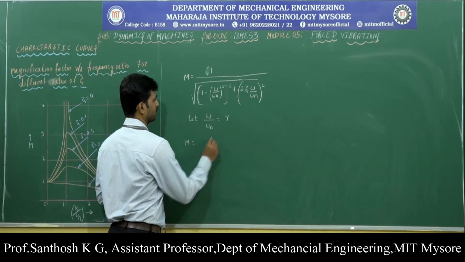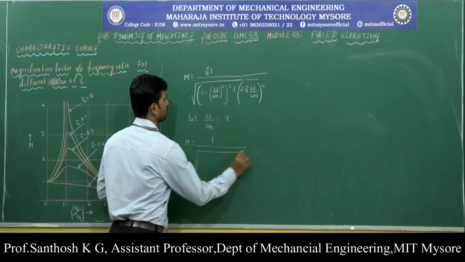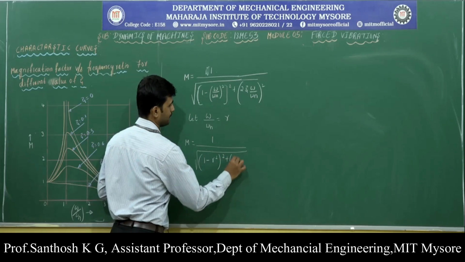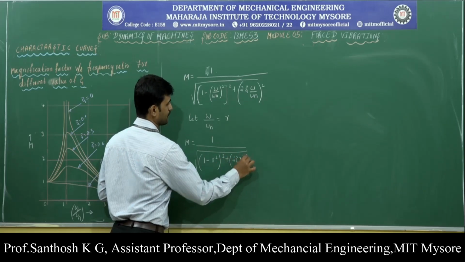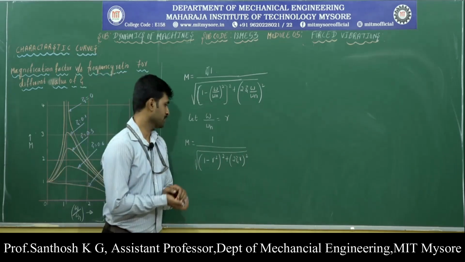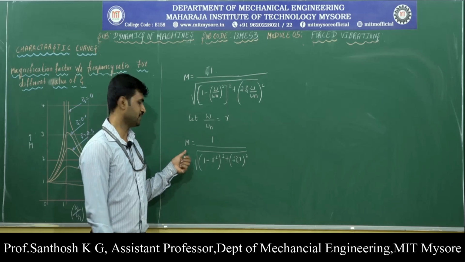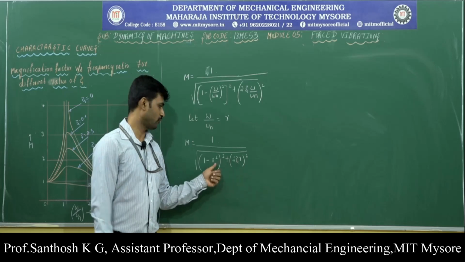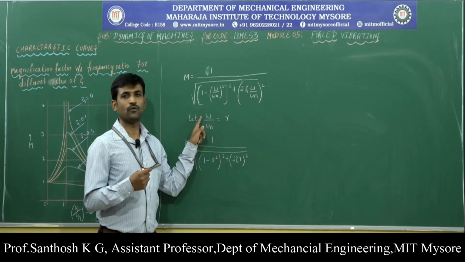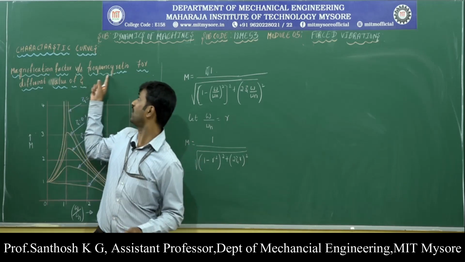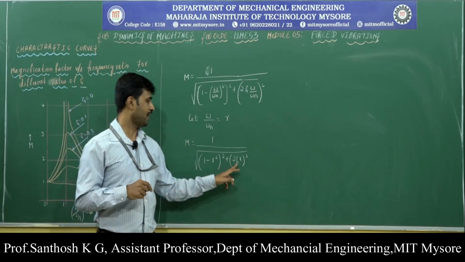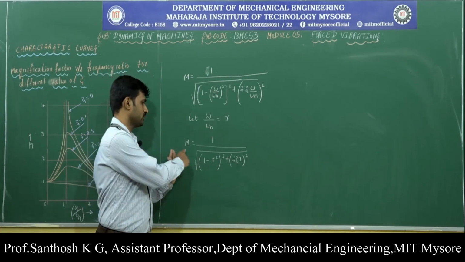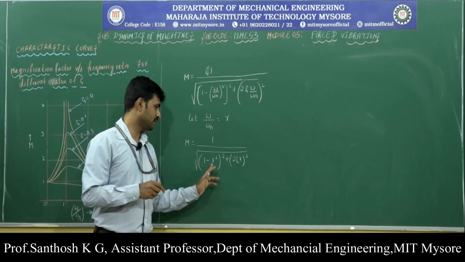Therefore, m equals 1 divided by square root of (1 minus r square) whole square plus (2 zeta r) whole square. So here we can see that the magnification factor m mainly depends upon two parameters. One is r, which represents omega by omega n, which is called the frequency ratio, and the other term is zeta.